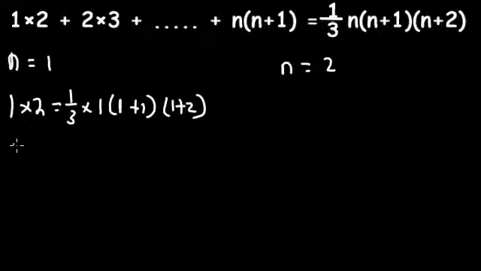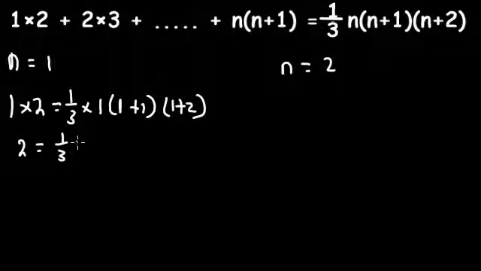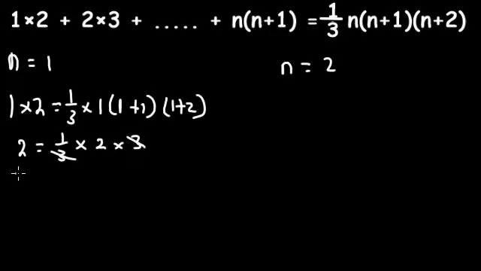Perfect. So simplifying forward, 1 times 2 at the left hand side becomes 2. Then we have 1 over 3 times 1 gives us back 1, plus 1 is 2, times 1 plus 2 is 3. The 3 cancels out, and we have 2 equal to 2. So this one is passed.